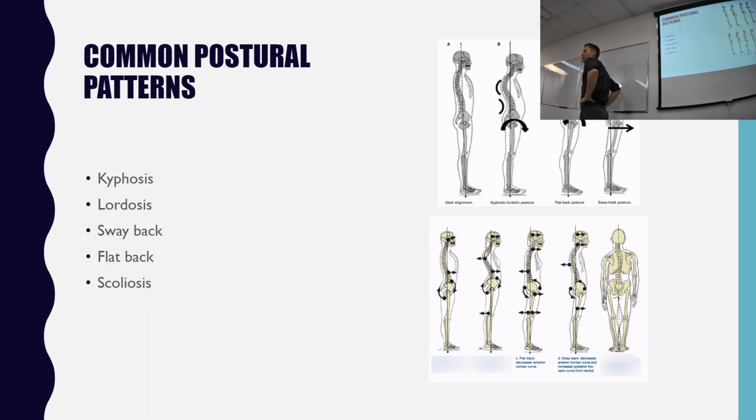Exaggerated lumbar lordosis. That's anterior pelvic tilt. You see my low back is really curved. That's lordosis. Kyphosis is like this. Forward head posture is like that. So kyphosis, lordosis.